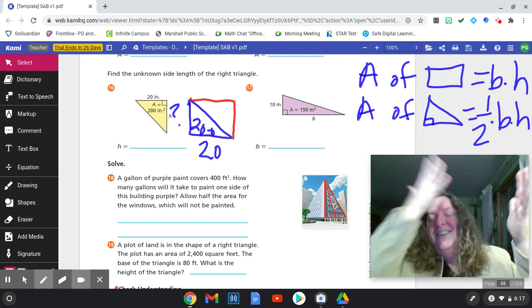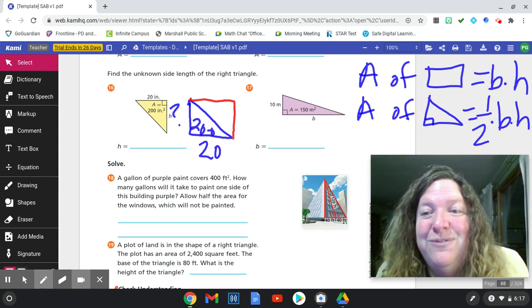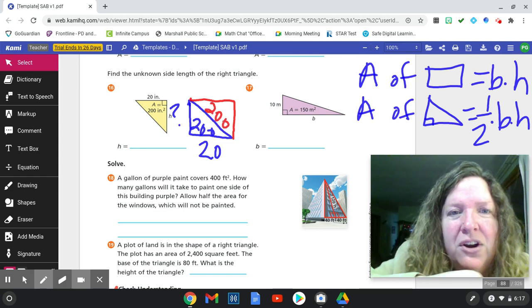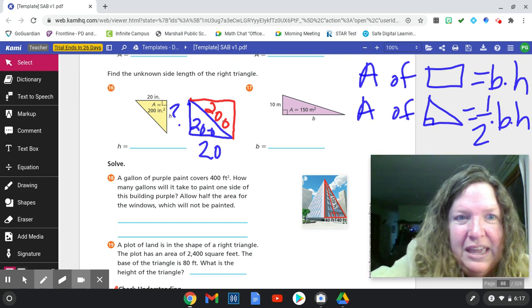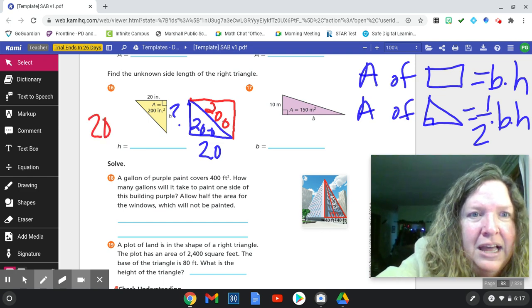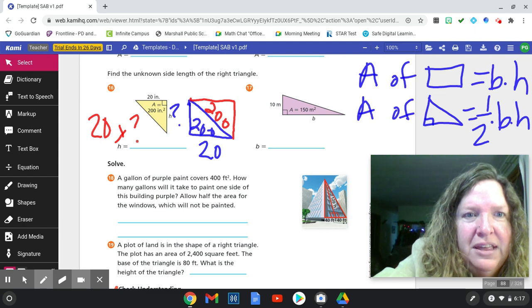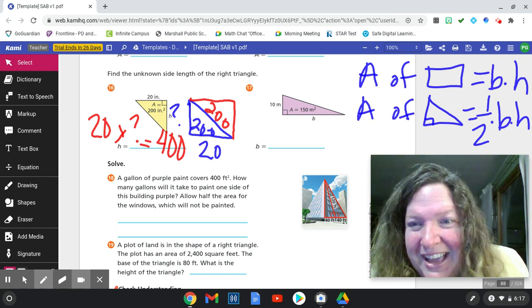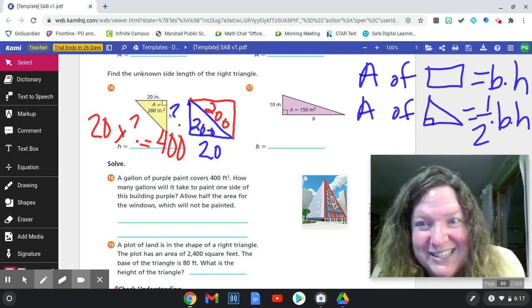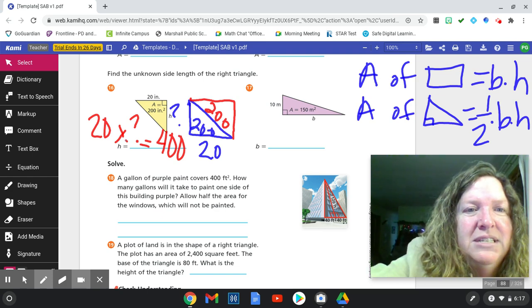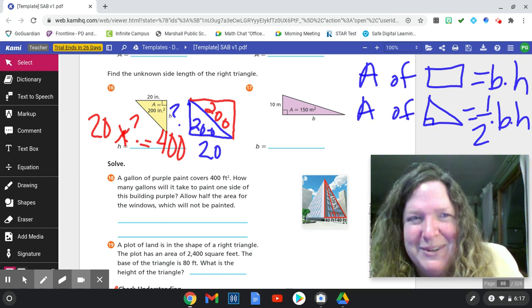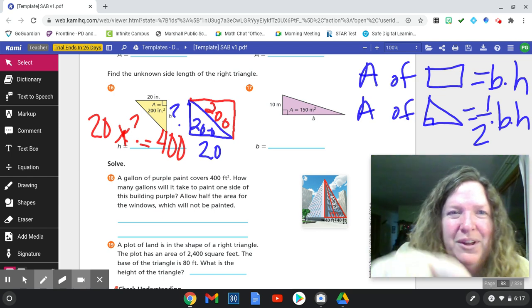I hope you're saying, oh, got it. Oh, yeah, it's 400 because there's another 200 right there. So we have to do 20 times some mystery number that gives us an area of 400. We can't just do it with the 200 and then guess. That doesn't work. So 20 times something gives us 400. Well, hopefully you're noticing 20 times 20 gives us 400.